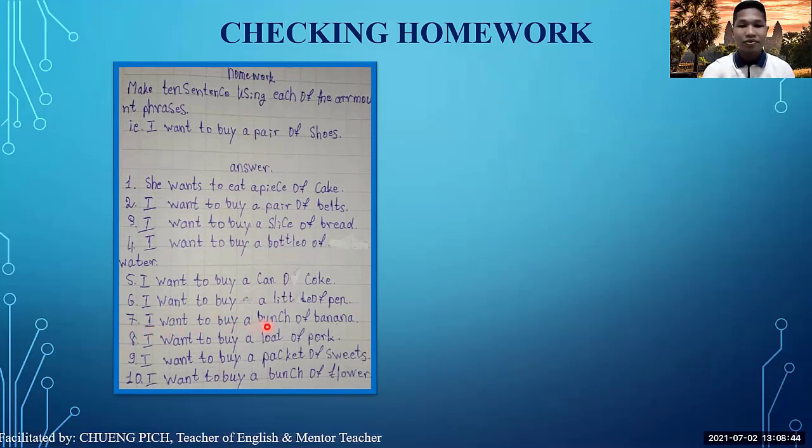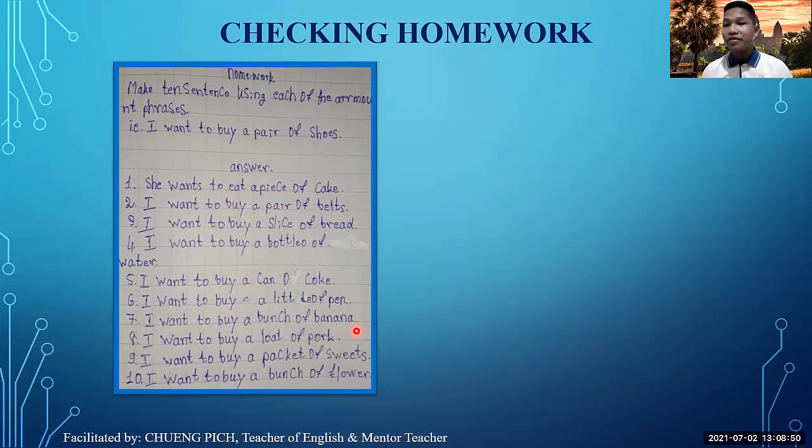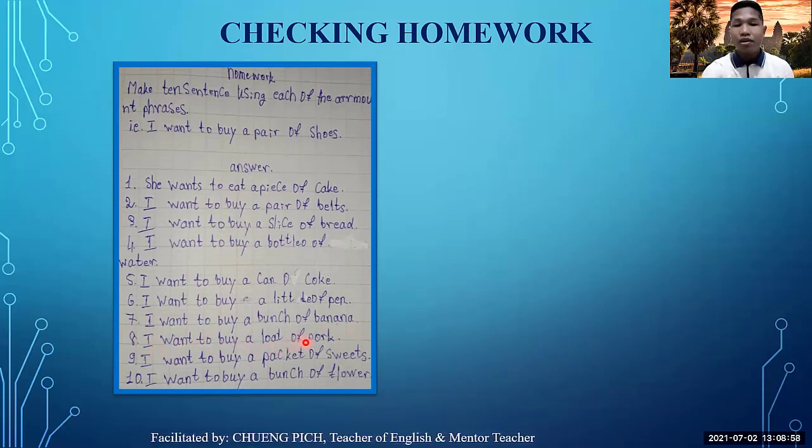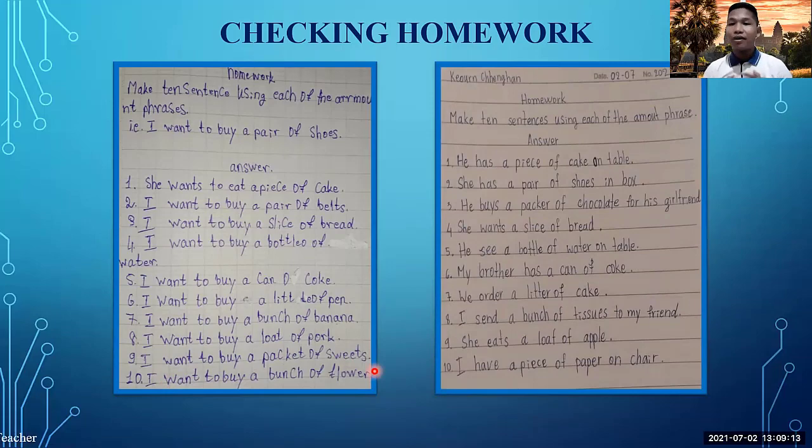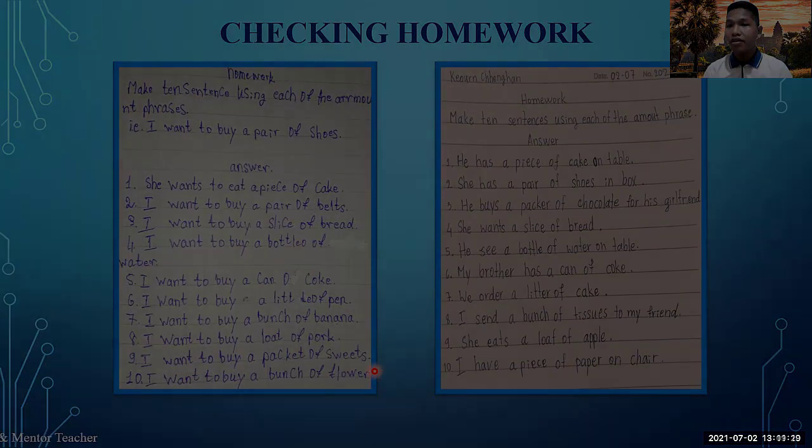I want to buy a bunch of banana. That's right, but you might have forgotten the S, right? Bananas. I want to buy a bunch of bananas. Number 8: I want to buy a loaf of pork. Good. I want to buy a packet of sweets. Number 10: I want to buy a bunch of flowers. You need to add S to the word flowers.